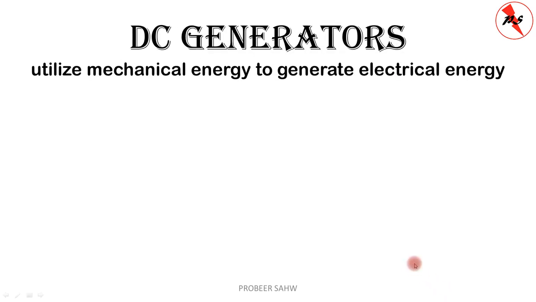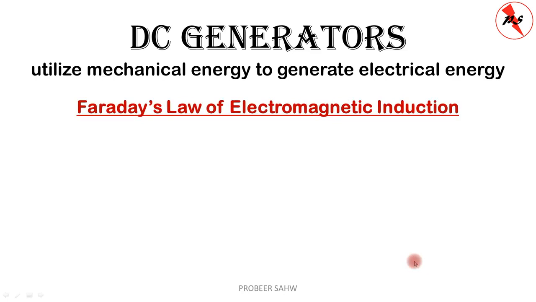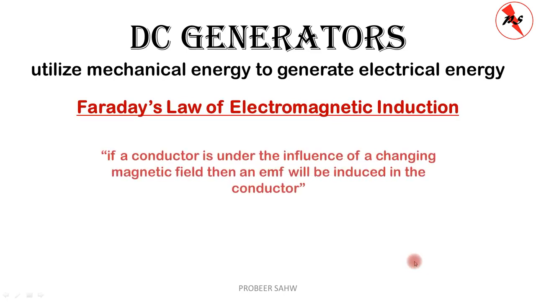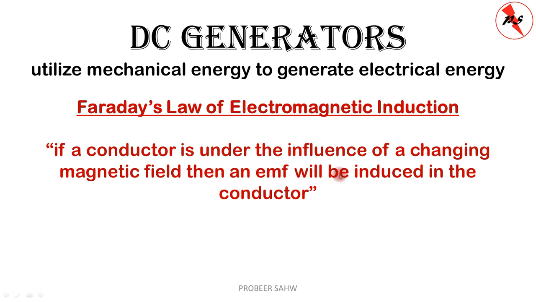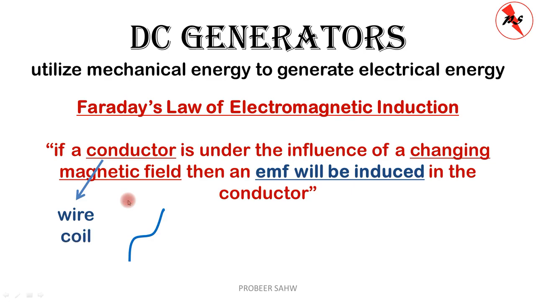DC generators work on the principle of Faraday's law of electromagnetic induction, which says if a conductor is under the influence of a changing magnetic field, then an EMF will be induced in the conductor. In DC generators, this conductor is in the form of wire. When we make a turn out of a wire, we call that wire a coil. If we take a wire and make a turn or number of turns out of it, that thing is called a coil.